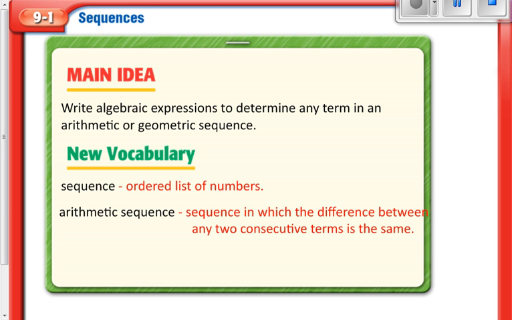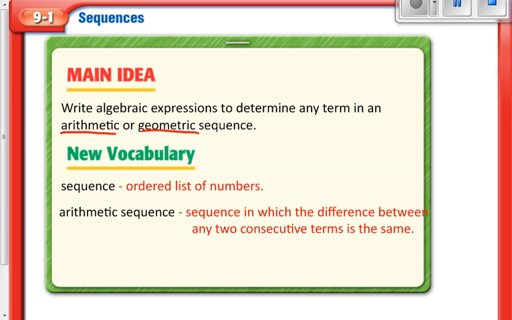9.1 covers sequences, a couple of sequences that we are going to talk about. One being an arithmetic sequence, second being a geometric sequence. We're going to identify the equations and how we can manipulate them and use them in these different types of sequences given realistic situations. First off, we need to know what a sequence is. A sequence is basically an ordered list of numbers.